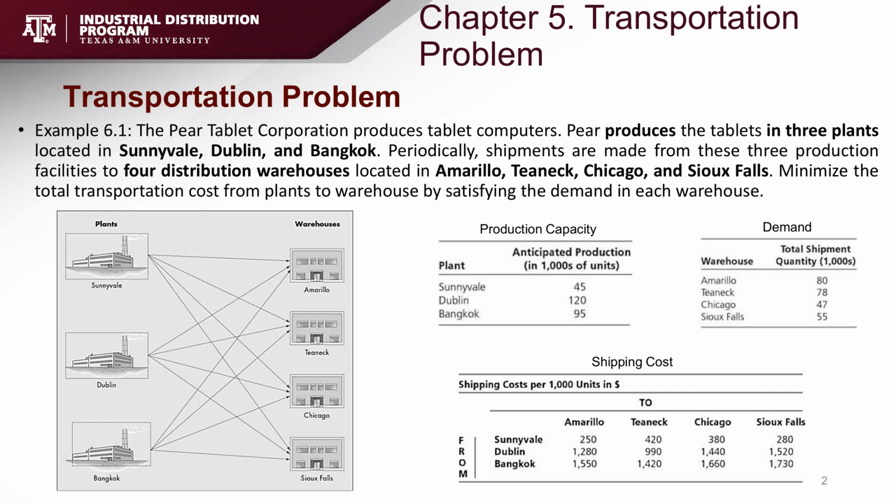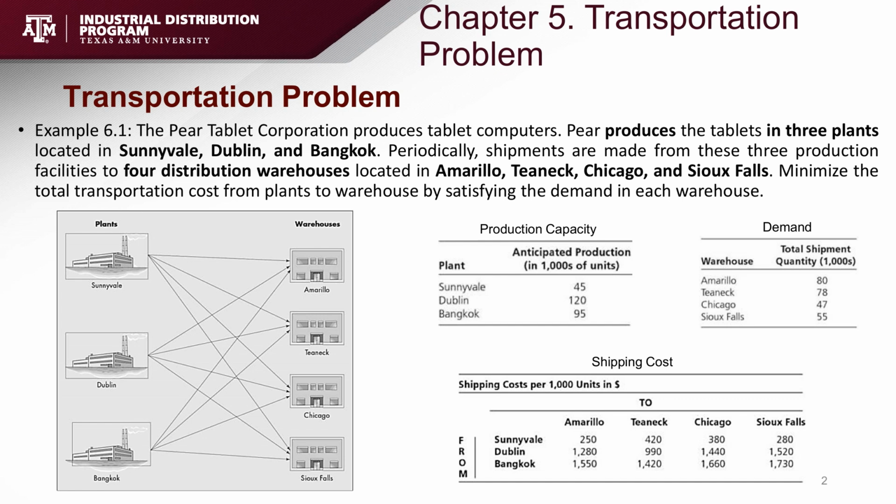Pair builds tablets in 3 plants, Sunnyvale, Dublin, and Bangkok, and ships them to 4 warehouses, Amarillo, Teaneck, Chicago, and Sioux Falls. Everything's in thousands of units. The plants make 45, 120, 95. The warehouses need 80, 78, 47, 55.